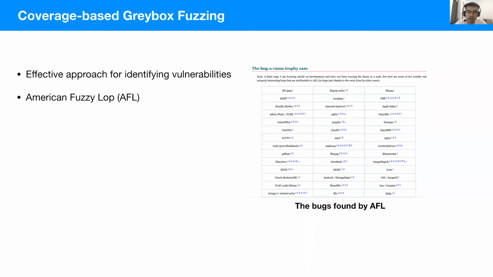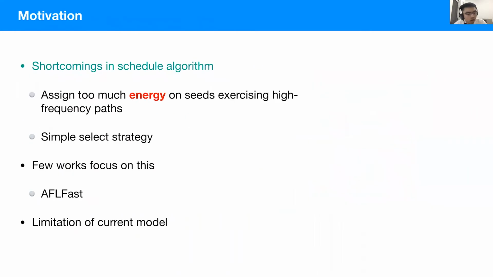One typical fuzzer is AFL. For improving AFL, some works focus on the mutation operators, such as FairFuzz, and some focus on the initial seed, such as SAFL. However, there are some shortcomings in the schedule algorithm of AFL. One is that it assigns too much energy to high-frequency paths. The energy is the number of fuzzing times assigned to a seed.